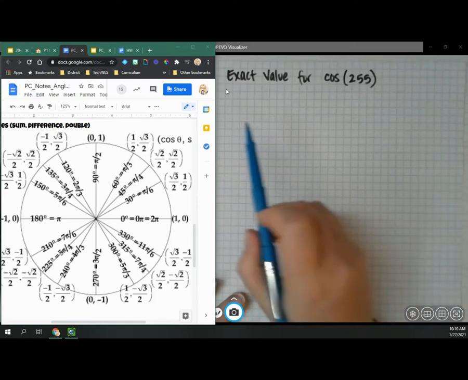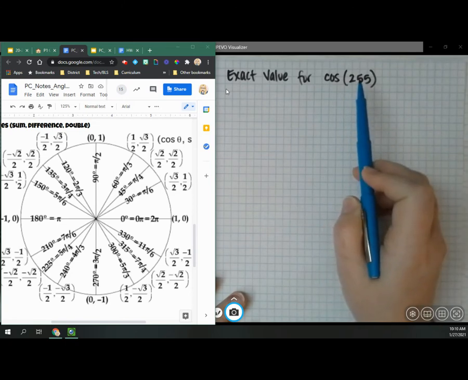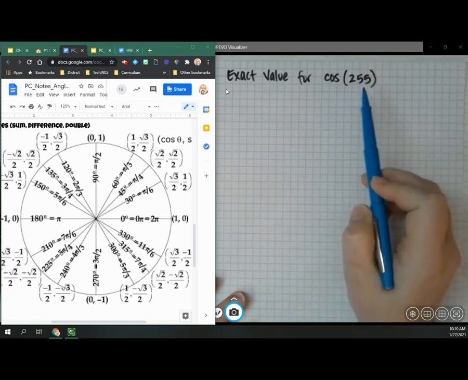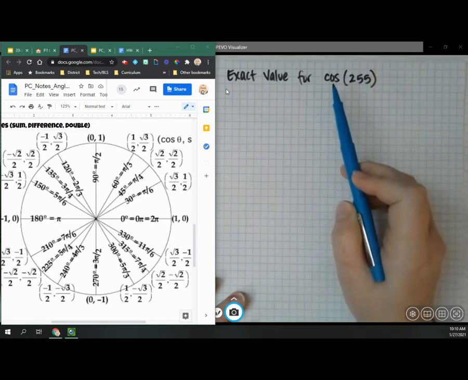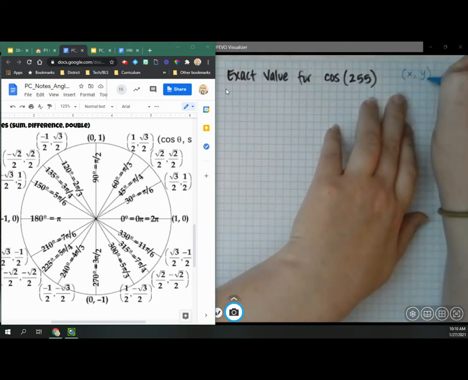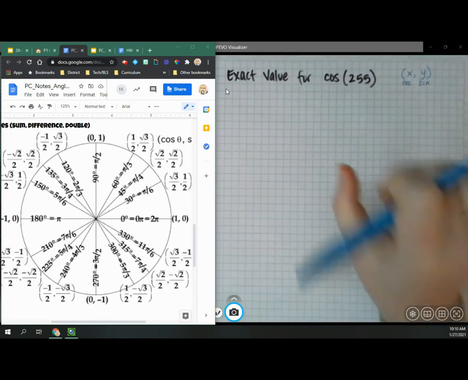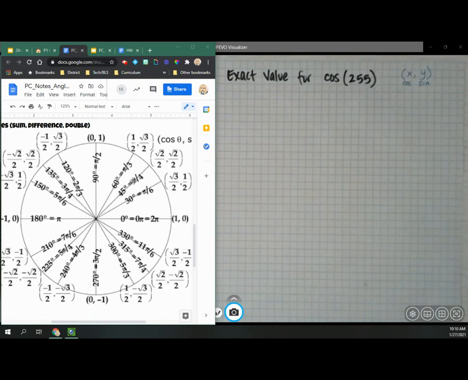In this video, we're going to find the exact value for cosine at 255 degrees. So something we should make note of, cosine is the x value of the coordinate. So if I've got coordinates on the unit circle, cosine is the x and sine is the y. Unfortunately, 255 is not on my unit circle. So let's try and find two values that can either add or subtract to make 255.